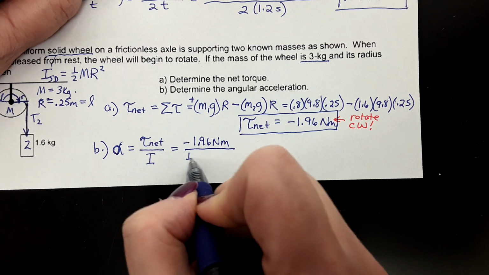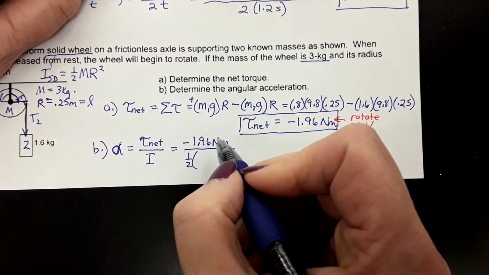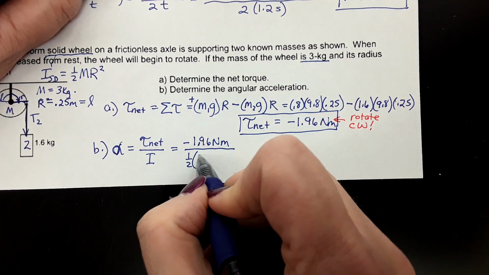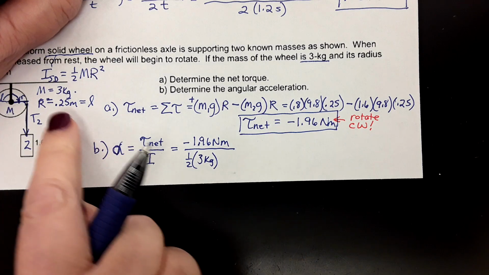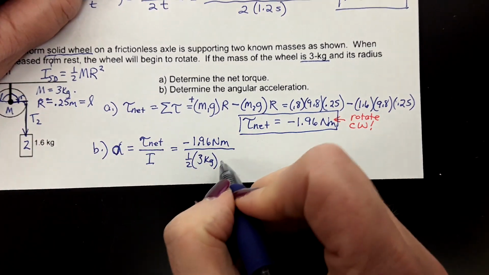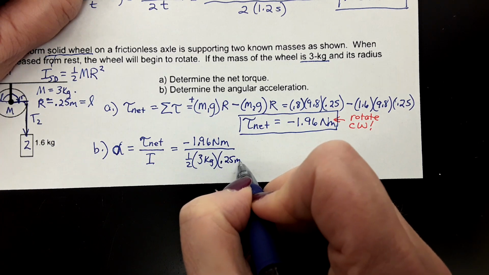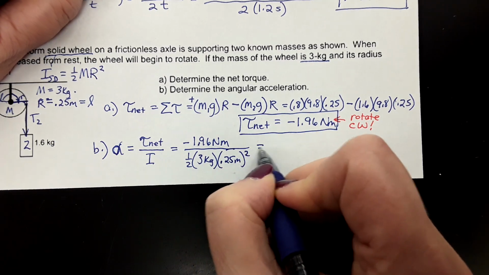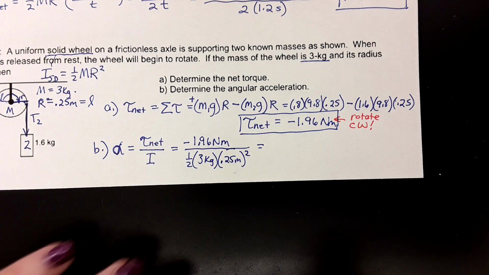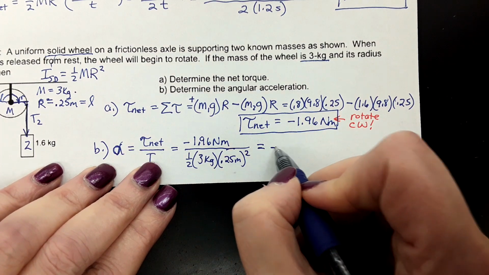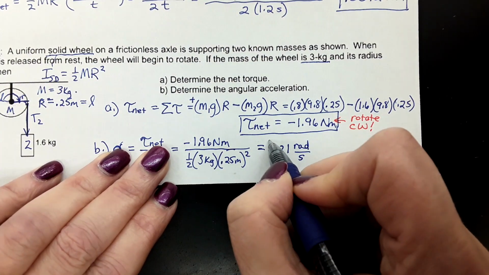divided by 1/2 the mass of the wheel, which we are told is 3 kilograms. Don't use the other two masses. This is the mass of the wheel, the rotating object. And then times r squared, so 0.25 meters squared. Don't forget that square. And if you stick that into your calculator carefully, you should end up with an angular acceleration of negative 21 radians per second squared.